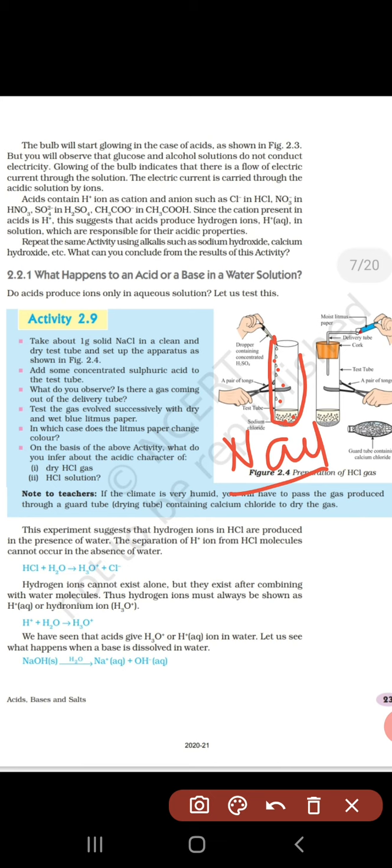A lot of heat is generated. Even it breaks the test tube.